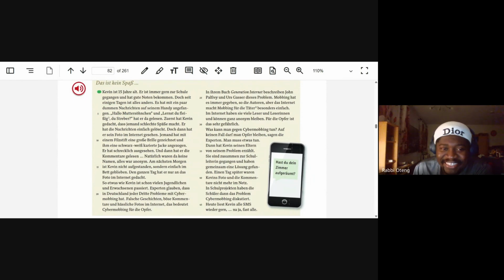So it started with a couple. Ein paar means a couple of dumb messages. Dumm means stupid. So it started with ein paar dummen Nachrichten auf seinem Handy, on his phone.